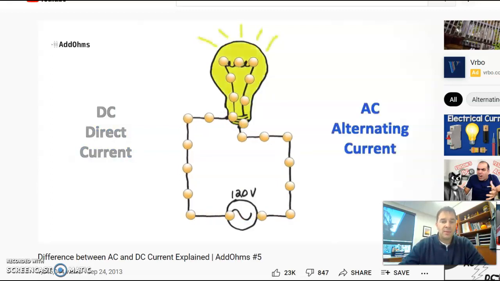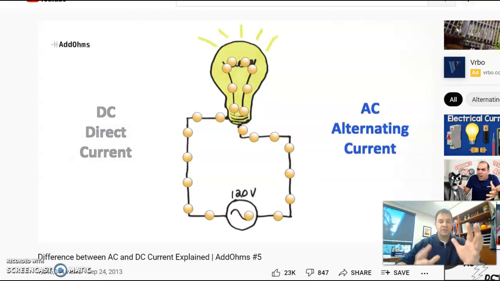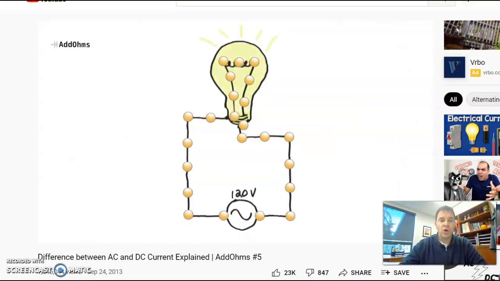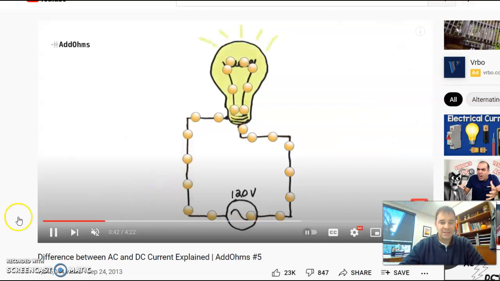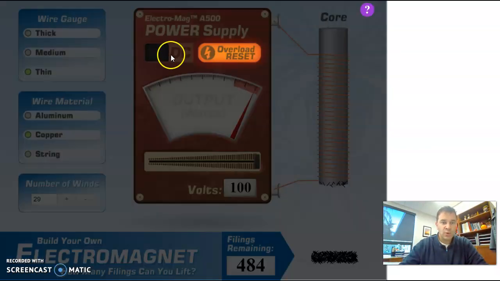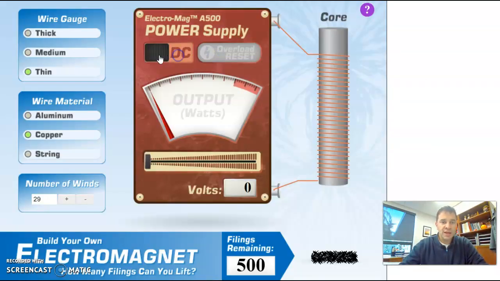But if you have alternating current, the electricity flows one way and then comes back the other way, and then flows one way and comes back the other way. That's called alternating current. That's AC. So the difference between those two is also shown on this power supply. You can say, well, which kind of current would you like to have as part of this battery?